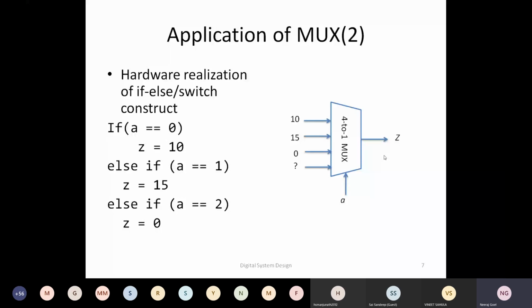So if we have those extra inputs, what should we do? Sometimes we simply connect them to 0 so that they don't bother us. And the output is always deterministic. We know what the output is going to be. So this is about the 4th input.